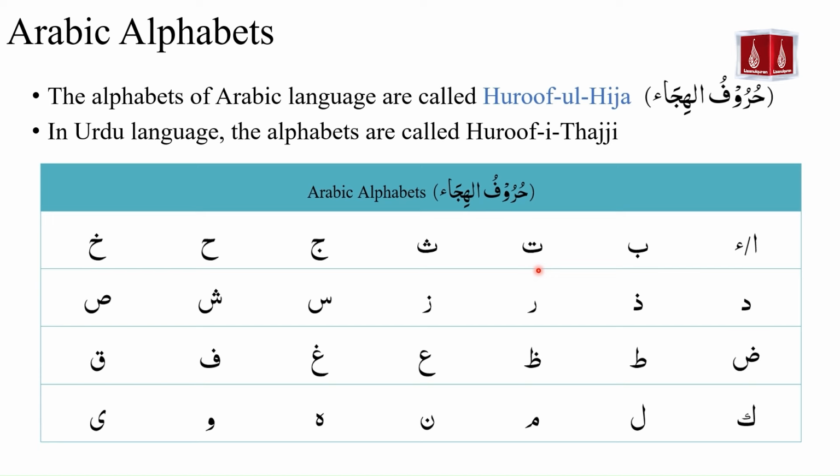Ba, Ta, Tha, Jim, Ha, Kha, Dal, Zal, Ra, Za, Sin, Shin, Swad, Dwad, Twa, Za, Ain, Ghain, Fa, Qaf, Kaf, Lam, Mim, Noon, Ha, Waw, Ya.